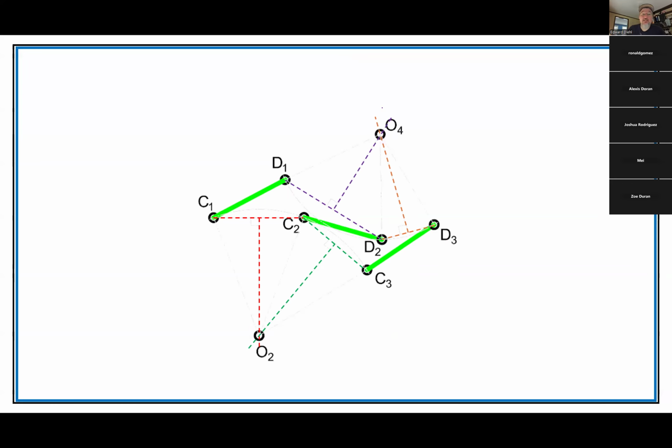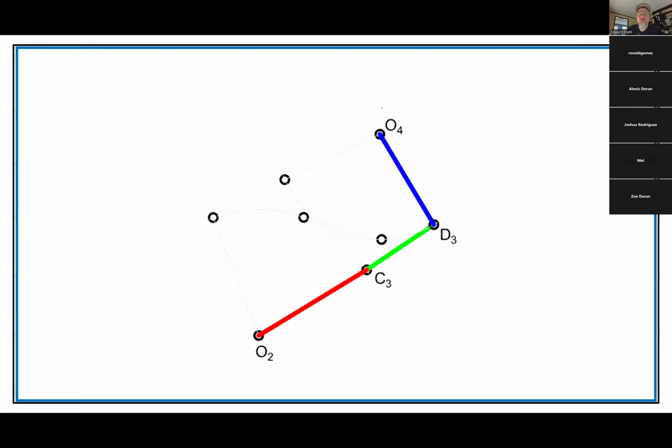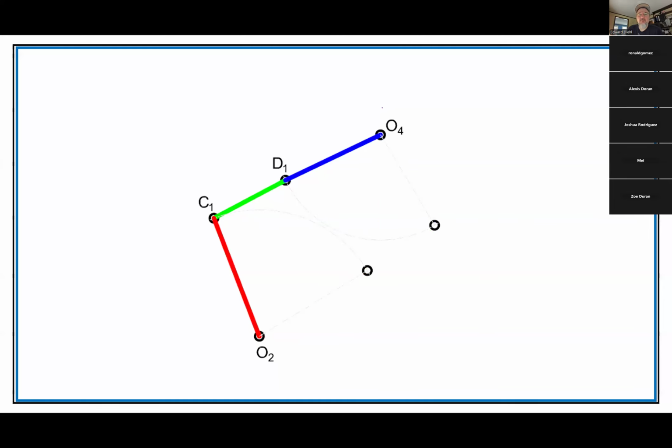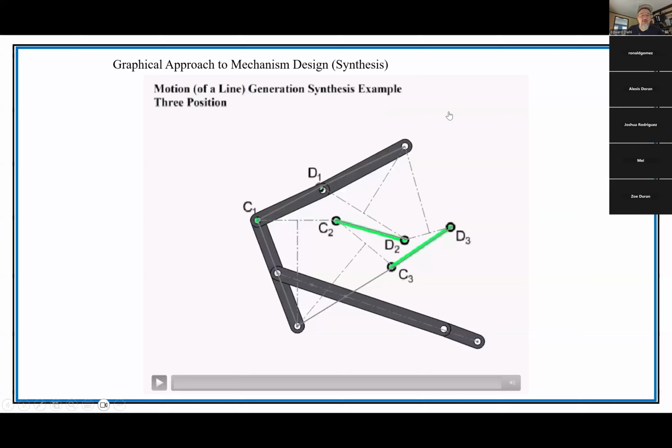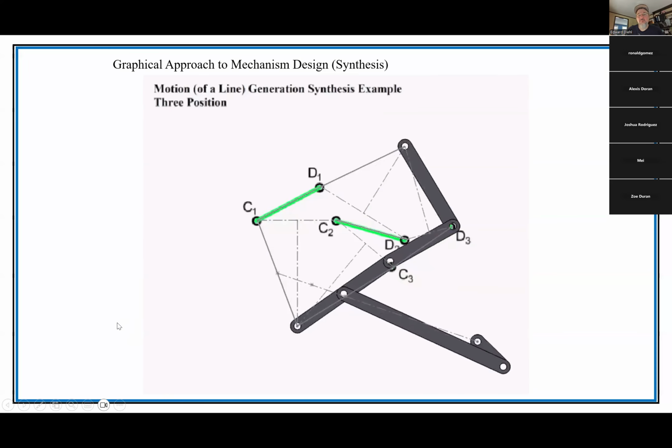We label them O2 and O4. Boom. And so that's what the thing is supposed to do, right? Of course, those are the centers of circles that pass through all 3 points. That's all it is to it. You can see I'm going through the slides, and it's doing the thing that it's supposed to do. And here is an animation of the results. Boom.